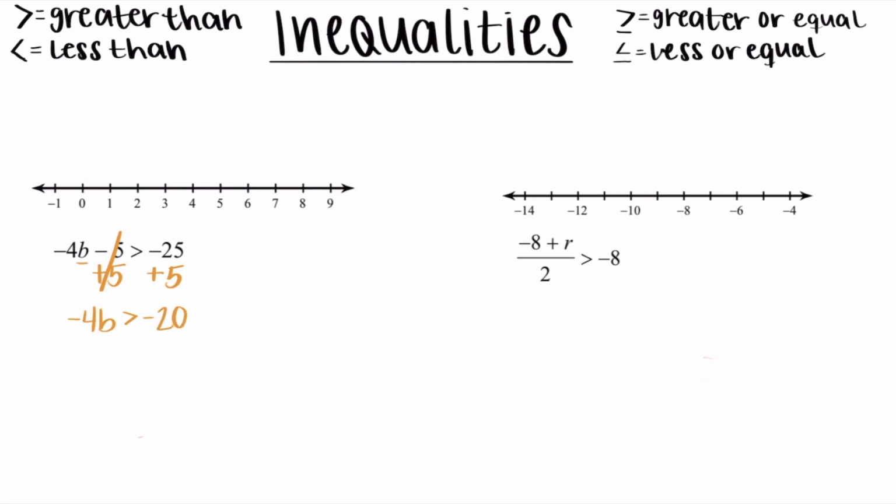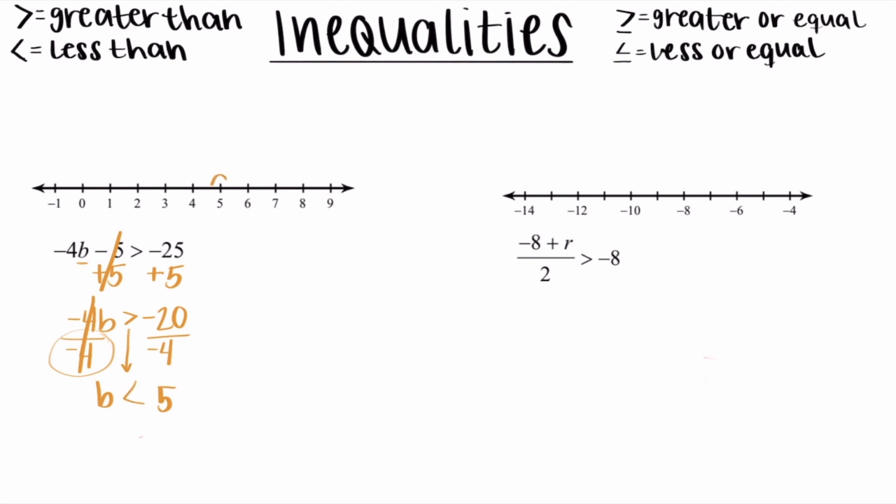We're left with -4b is greater than -25 plus 5, which gets us -20. And then we are going to divide both sides by a -4. So remember, when you multiply or divide both sides by a negative, it's flipping which side your negative is on, and so you have to flip your sign. So we end up with b is less than, right? Because we divided by that negative, we have to flip our sign. Instead of greater than, it's going to become less than. And then a negative 20 divided by negative 4 is a positive 5.